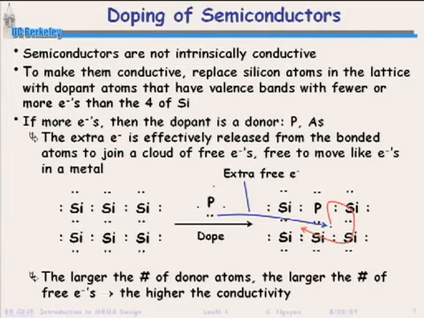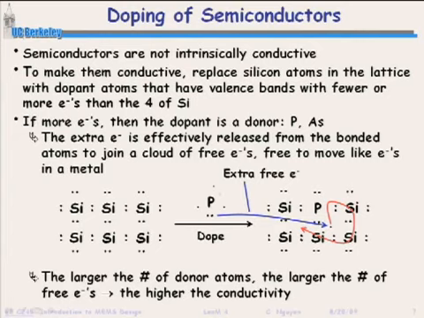Okay, so the larger number of donor atoms, which is what phosphorus is, you call it a donor atom because it donates an electron to the electron cloud here. The larger number of these atoms, the larger number of free electrons, the more it becomes like a metal, and so the more conductive it becomes. Okay, the higher the conductivity. This is the case for electrons. This is the case for doping with an atom that has more electrons than silicon.